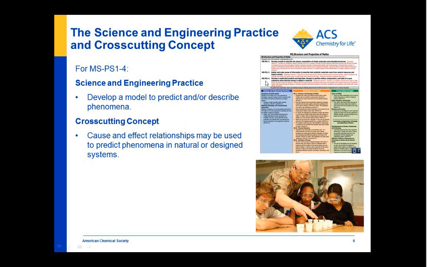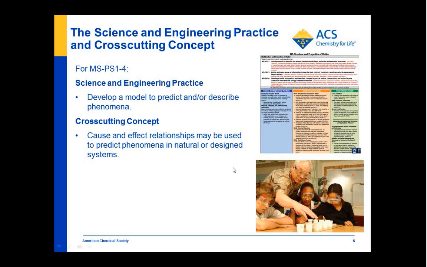And in this case, the science and engineering practice that's part of MS-PS1-4 is the idea of developing a model to predict and describe phenomena. And the cross-cutting concept is that cause and effect relationships can be used to predict phenomena in naturally designed systems. Basically, if you read MS-PS1-4, it doesn't say cause and effect, but it does talk about the motion of atoms and molecules being affected by adding or removing energy. So there's a cause and effect idea in there.